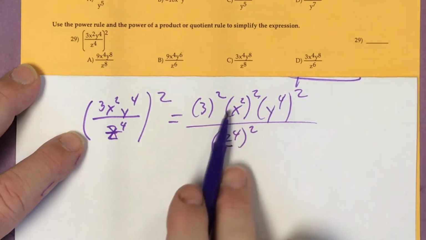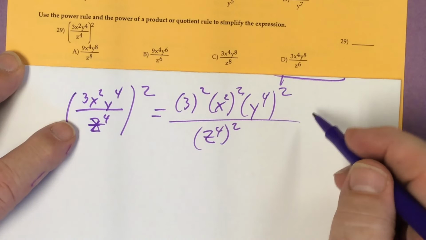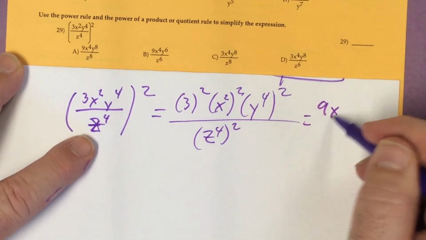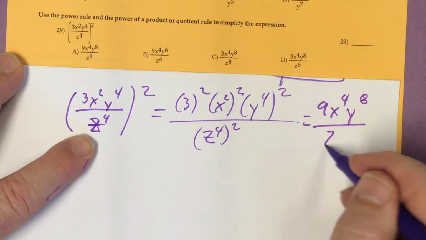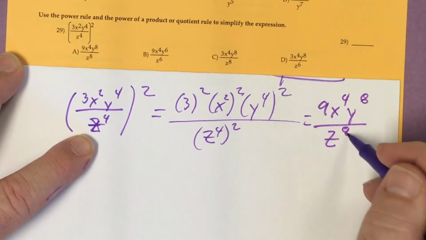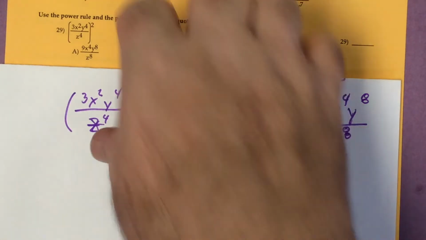Now, in the case of these, remember, we multiply all the exponents. Here, 3 squared is just going to be 9. So that's going to give me 9 x to the 4th, y to the 8th, and then z to the 8th. And that's going to be our final answer for question 29.